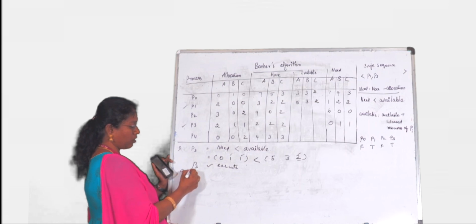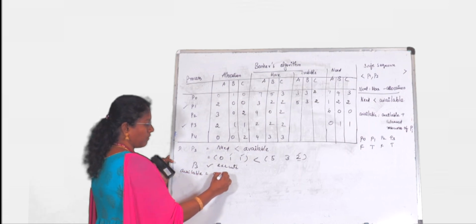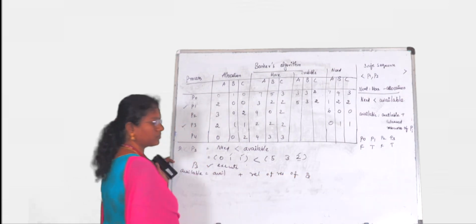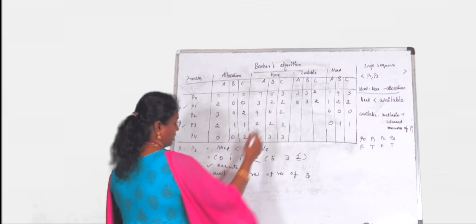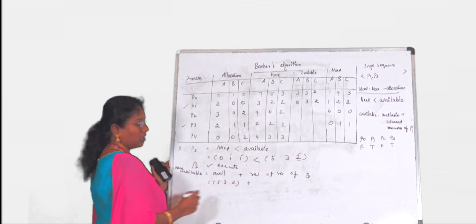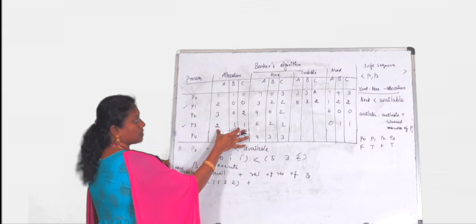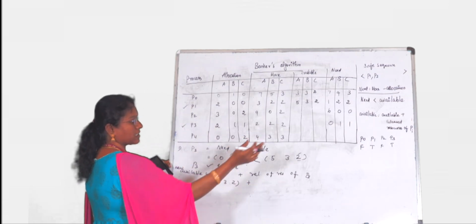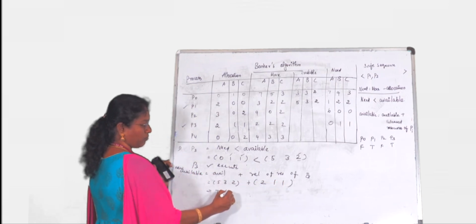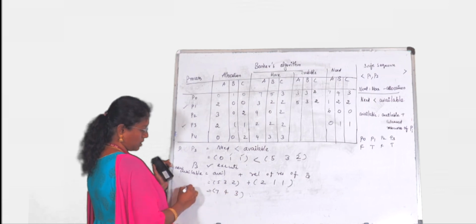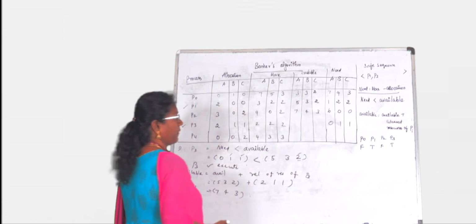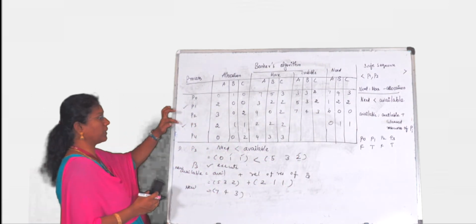Available equals available plus release of resources of P3. What are the available resources? 5, 3, 2, the new available resources. What is the release of resources? The resources allocated to P3, 2, 1, 1. So 7, 4, 3. This is the newly available resources. Now this is the availability of resources when P3 has been executed.